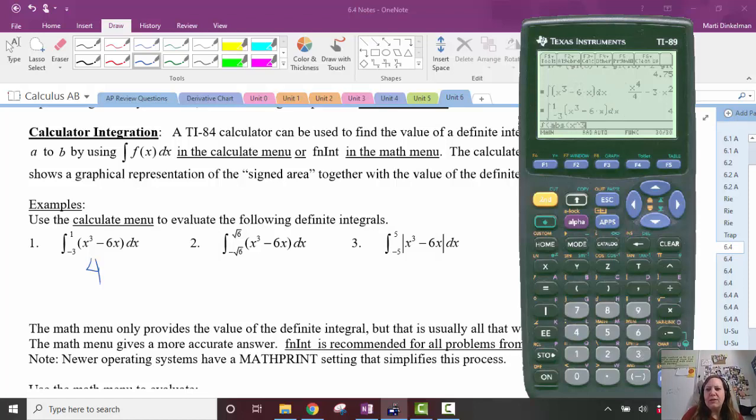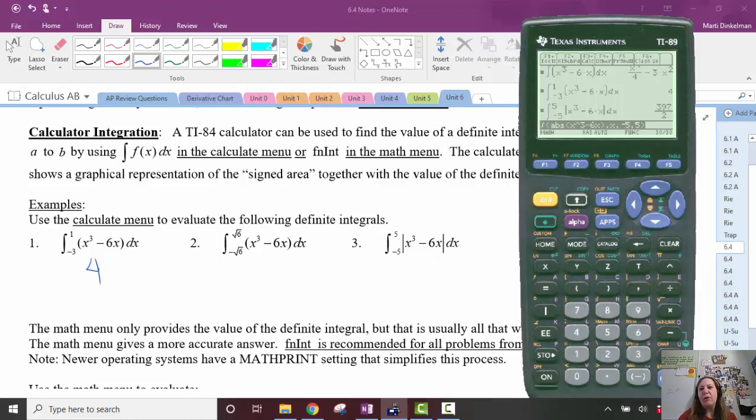And that's going to be x cubed minus 6x, and then comma x, comma -5, comma 5, and then we'll hit enter. I like that at least at some point the 89 has that pretty print for us. Okay, for the 84 people, your absolute value is also in the math section.